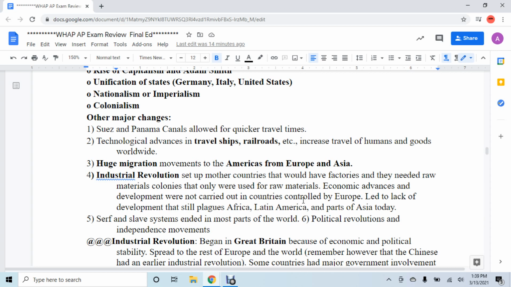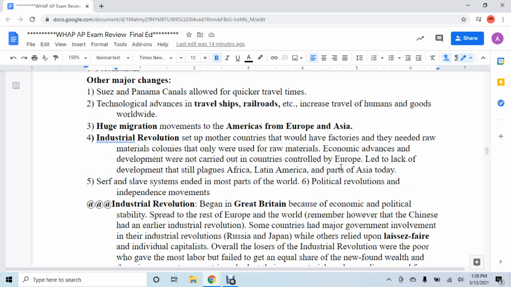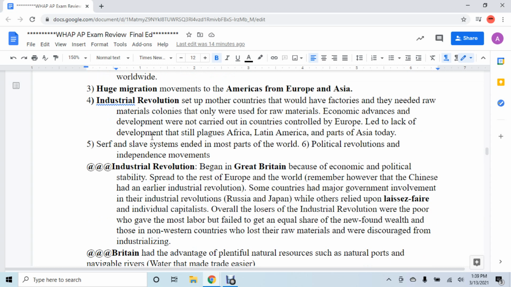Economic advances and development created countries controlled by Europe, but a lack of development still plagues Africa, Latin America, and parts of Asia today. So the remnants of the Industrial Revolution are still felt, and the Atlantic slave trade and the triangular trade network are still felt in the impact on economics, society and political institutions from this period of time. Serfs and freeing the slaves, political revolutions, and independence movements.